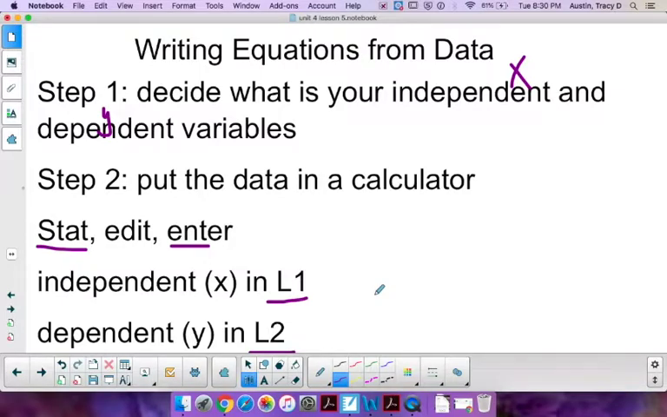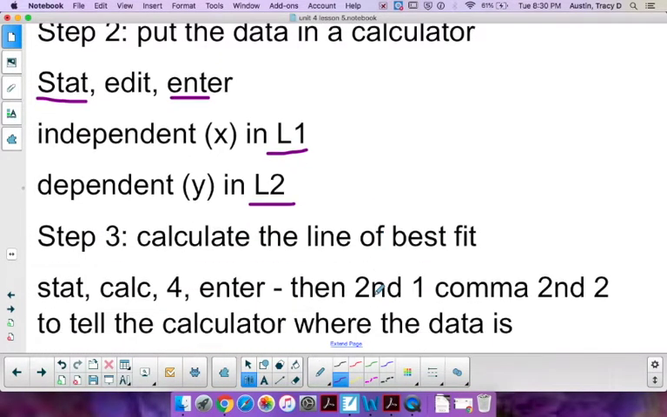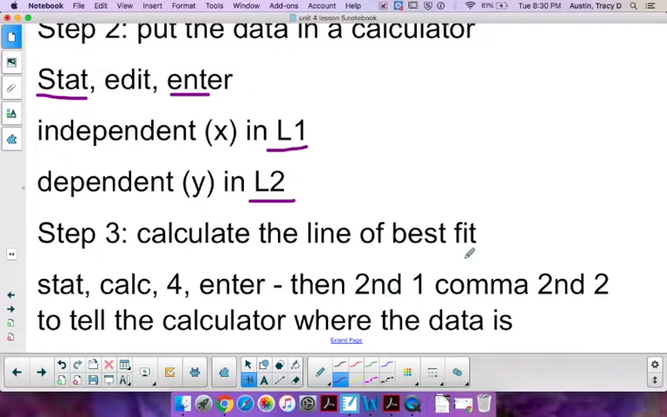But you're just going to keep hitting Enter until all of your X's are in L1, and then you're going to use the right arrow to go over and put all of your Y values in L2, okay? So you have your independent, your X in L1, and your dependent Y in L2. Okay. After you've put the data in, you're going to get the calculator.